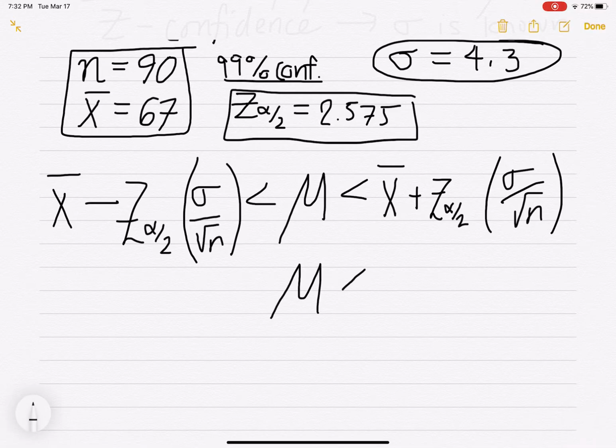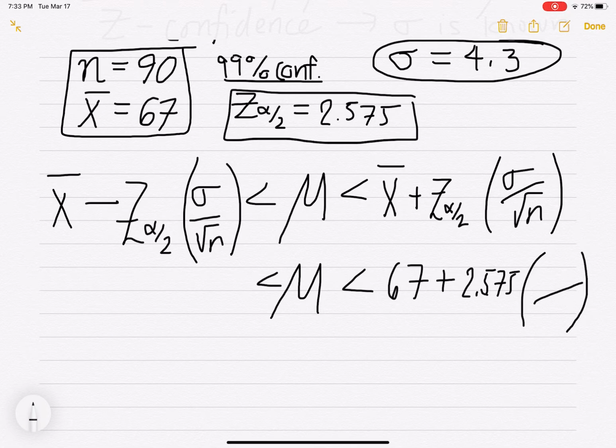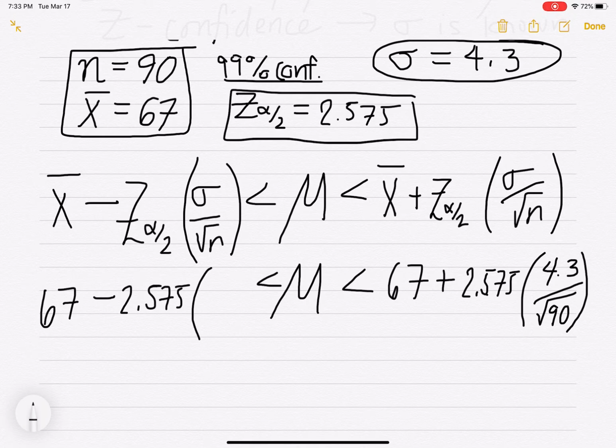So I got mu stays in the center. And I'll start with X bar here on the right. I'm going to have 67 plus Z alpha over 2, 2.575, multiplied by the following, 4.3 over the square root of 90. And we'll almost write the same thing on the left side, except we're going to have a minus, right? We have 67, but this time minus 2.575 times 4.3 over the square root of 90.